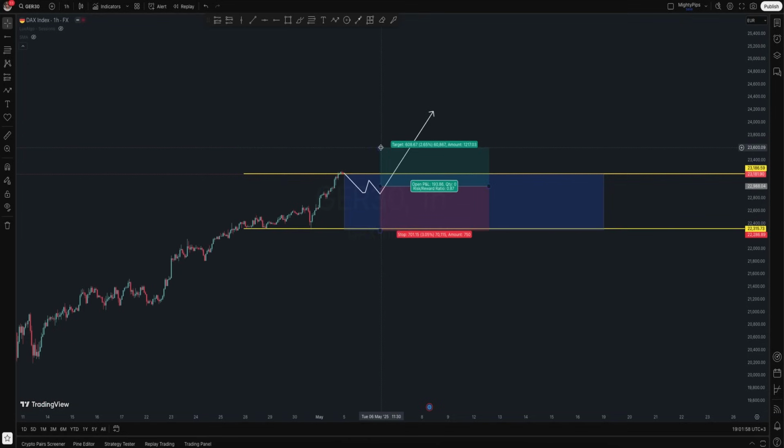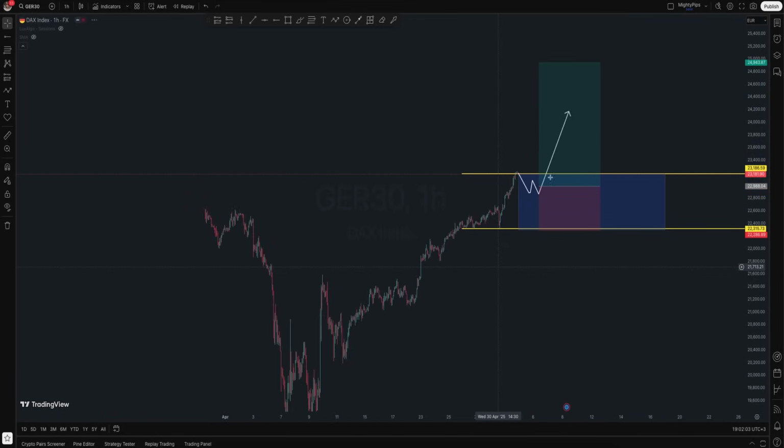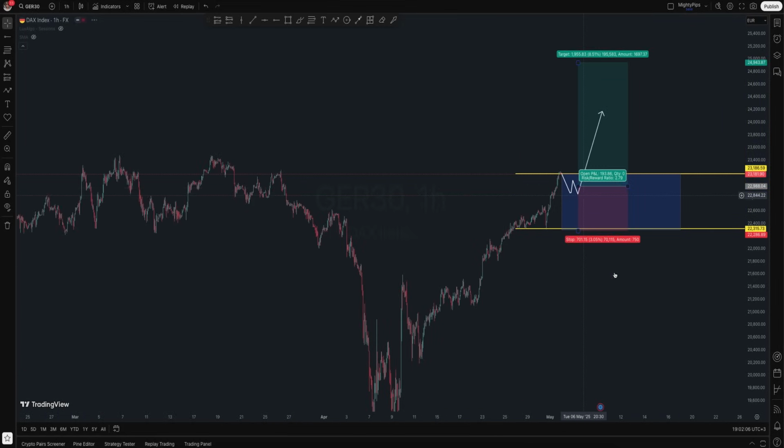It's a very long-term trade. It's a swing trade. You can leave your take profit open, but this is what I am looking at for German 30. So guys, these are the pairs I wanted to show you for this week.